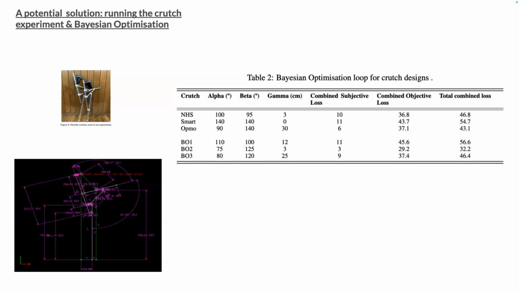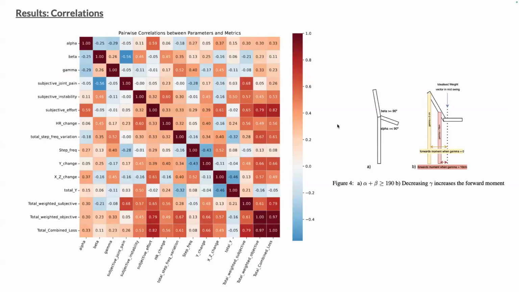Now, if we stopped at this point, because, again, we don't want to be running multiple experiments for one person to discover a crutch, even if that person is the first one. In this case, this is the case. Okay. So far, we've shown that, yes, indeed, we can use a Bayesian optimization loop to rapidly discover a better crutch design.